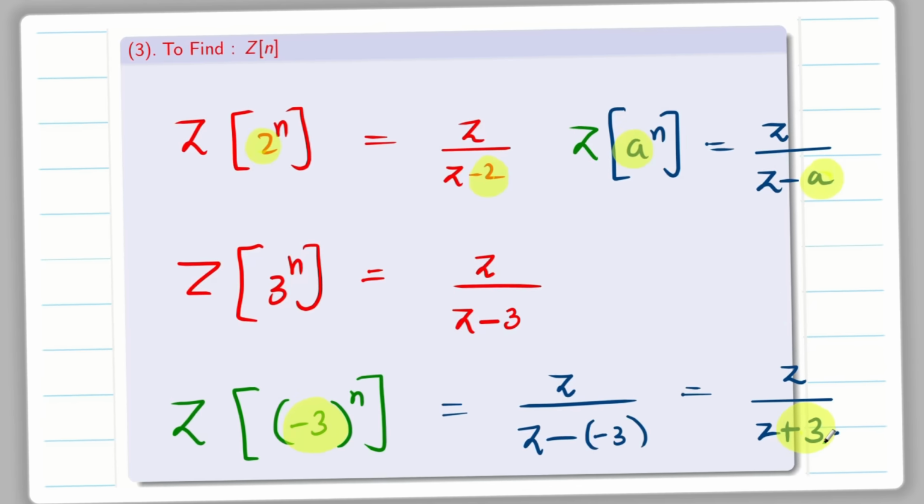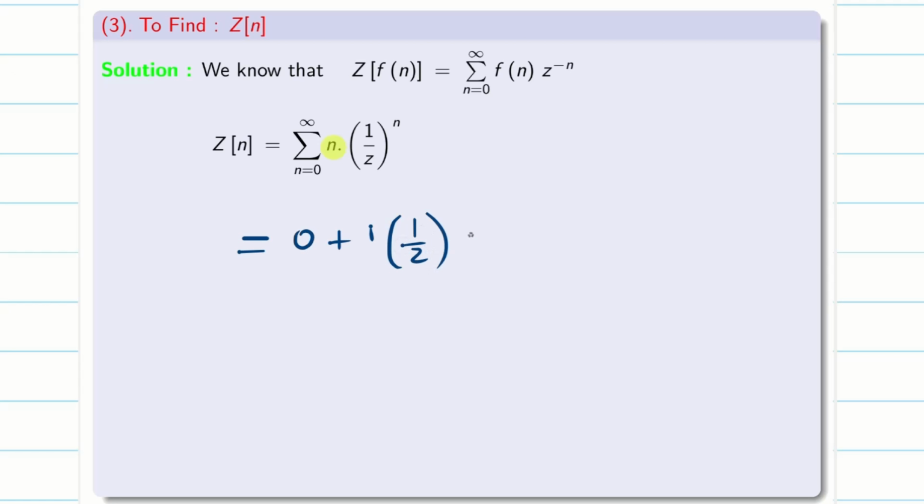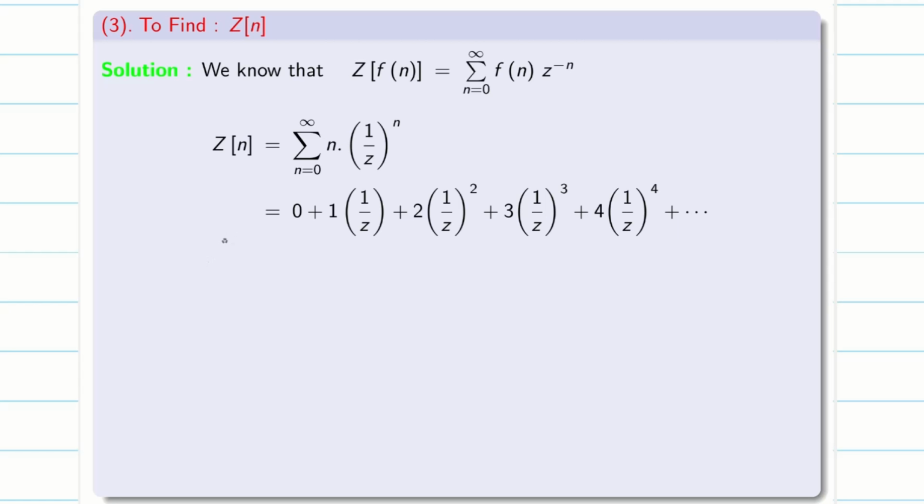Next, let us go into the derivation for Z of n. As usual, we take this formula. Now, what is the extra data? I have n here. So now when I substitute n equal to 0, it will become 0. Then 1 into 1 by z, 2 into 1 by z whole square, 3 into 1 by z whole cube. It goes on. Now we see we don't have formula for this. But I have a formula. 1 minus x whole power minus 2 is 1 plus 2x plus 3x square plus 4x cube, etc.